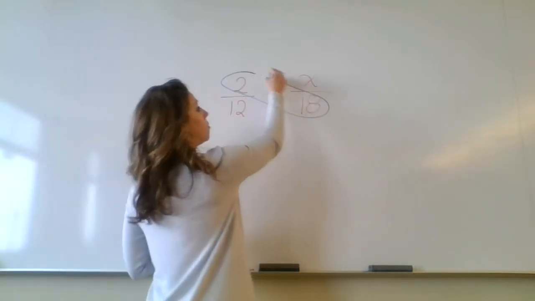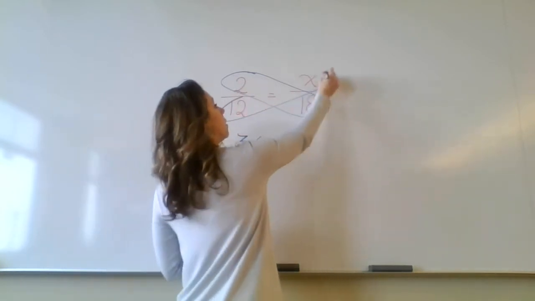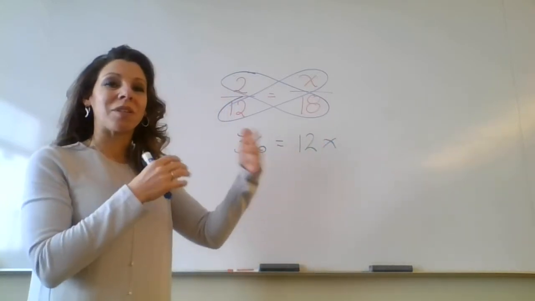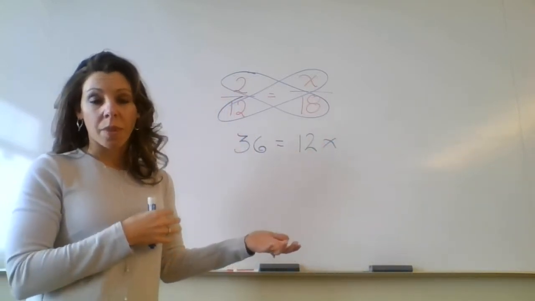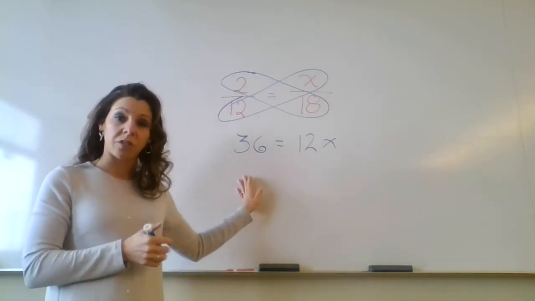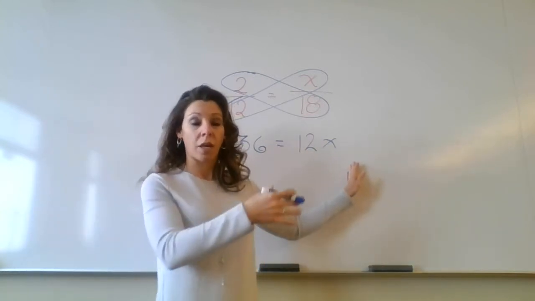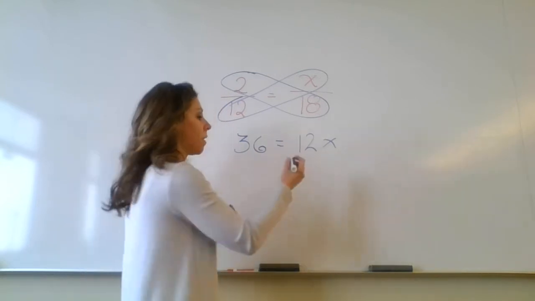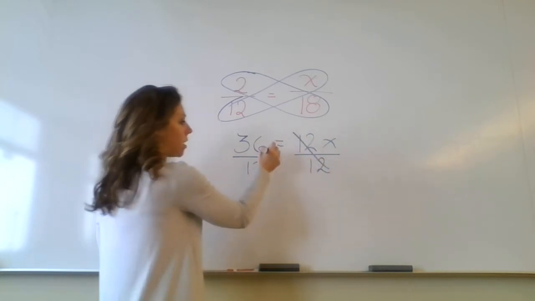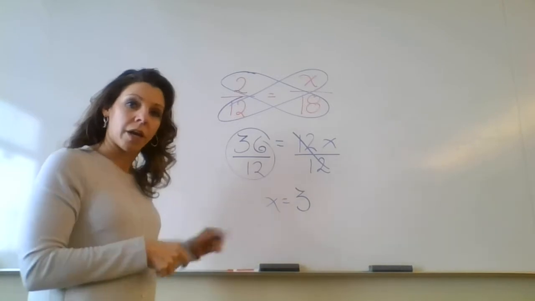Therefore, 2 times 18, which is 36, must be equal to 12 times x. So this is where you can see that students need some prior knowledge of inverse operations, because at this point I'm left with an equation that needs to be solved. I have 12 times x. I would need to use my inverse operation of multiplication, which is division. And I can see that 36 divided by 12 is 3. So x would have to be 3.